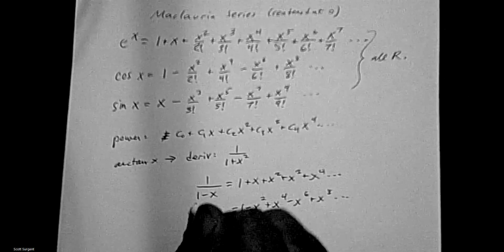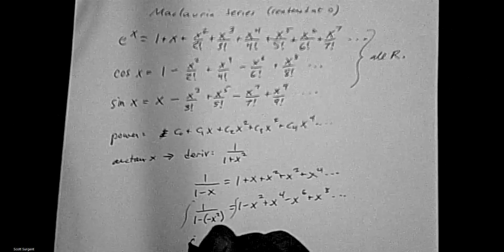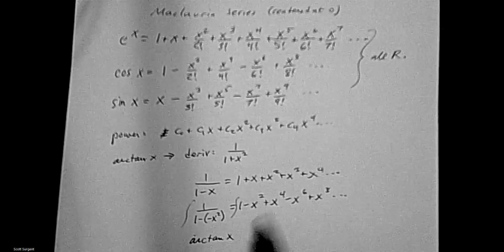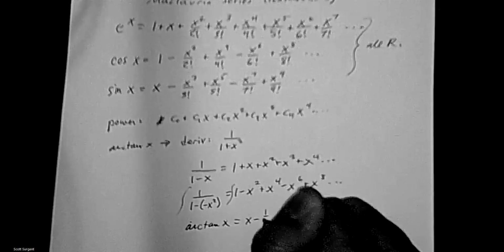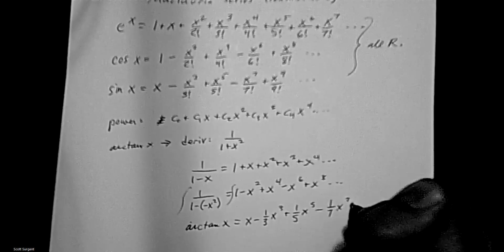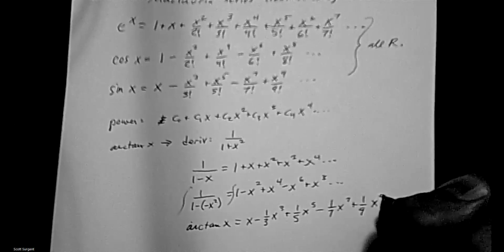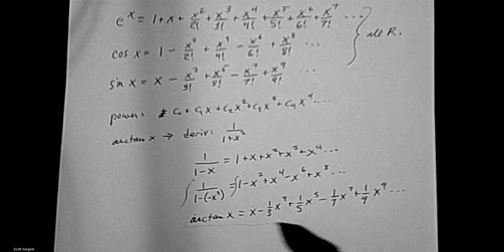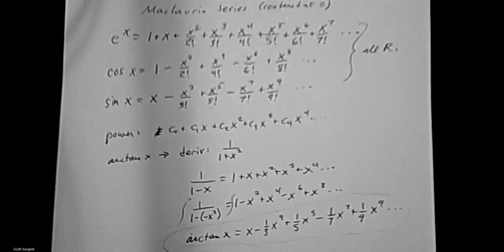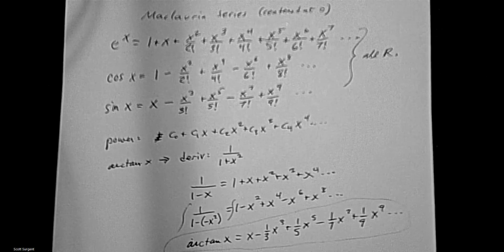And then when I integrate, I get back to arctan, and I get x minus 1/3 x cubed plus 1/5 x to the 5, take away 1/7 x to the 7 plus 1/9 x to the 9, dot, dot, dot. That's actually a pretty cool series. That's a good one too. You should know those ones, definitely the first 3.